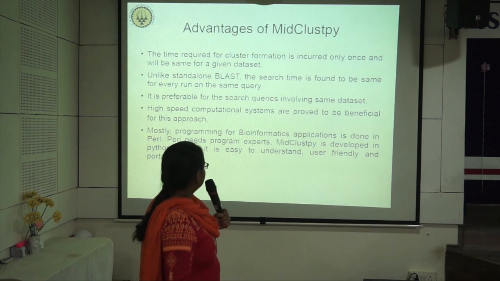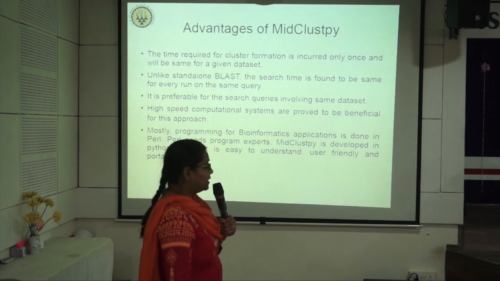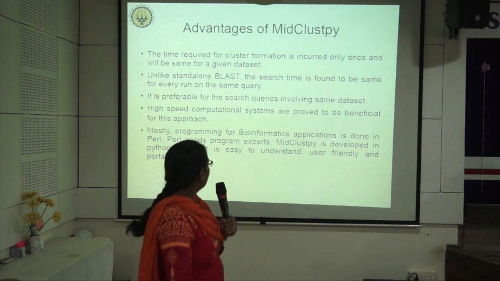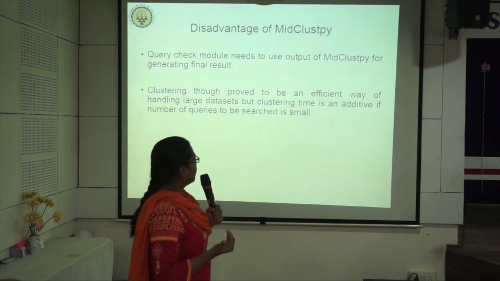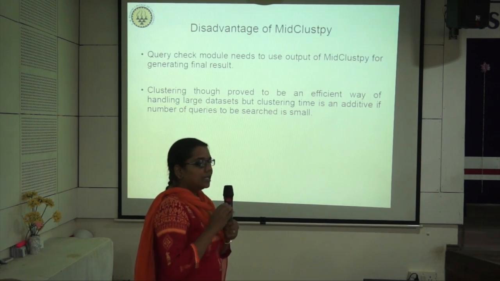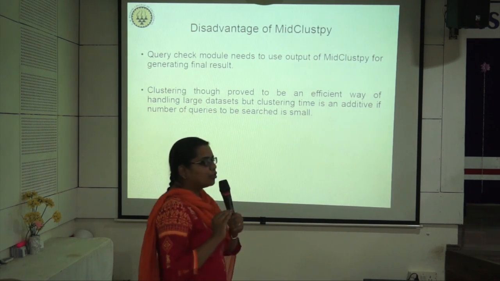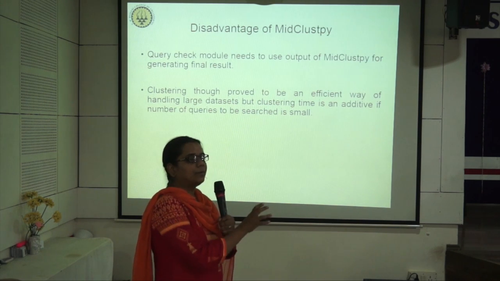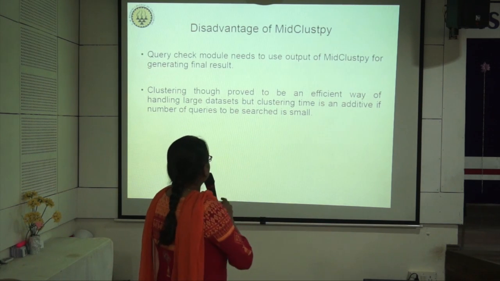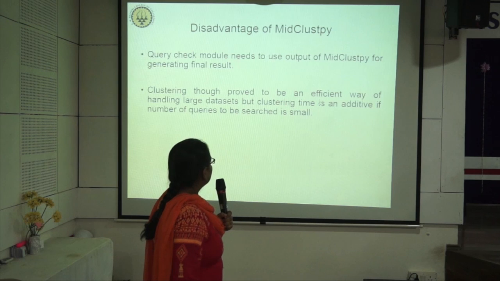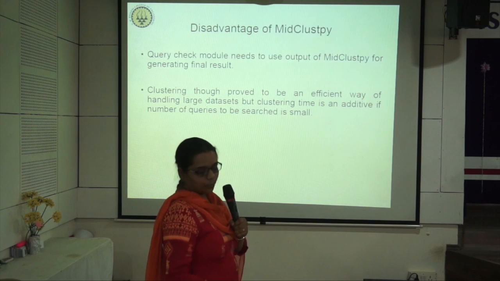Programming for bioinformatics applications is mostly done in Perl, and the Perl code is quite complex. On the contrary, Python gives you a very user-friendly output. A disadvantage could be that the query check module needs to use the output of mid+5 for generating the final result. It could be merged into one single integrated system, but we felt that it should not be done like that, because there might be applications where we only need clusters of the dataset. And clustering, though proved to be an efficient way of handling large datasets, has a clustering time that is additive if you talk about a small dataset and operating on it.